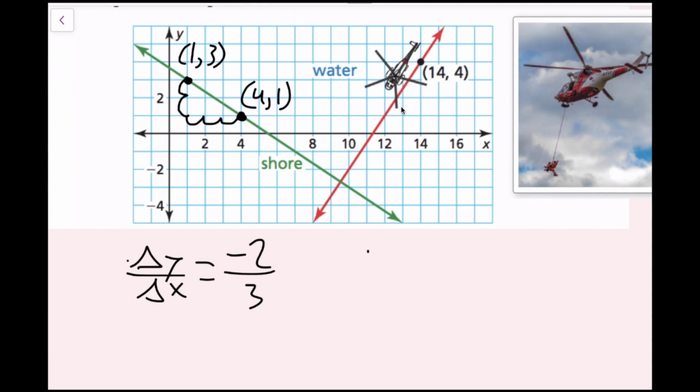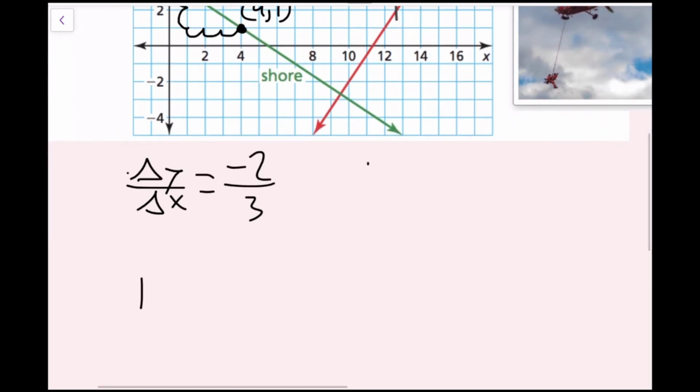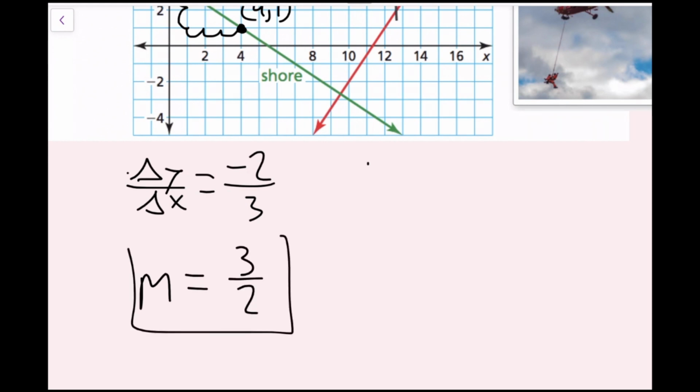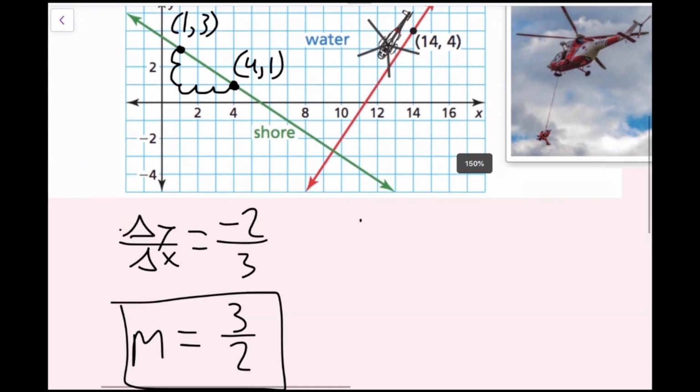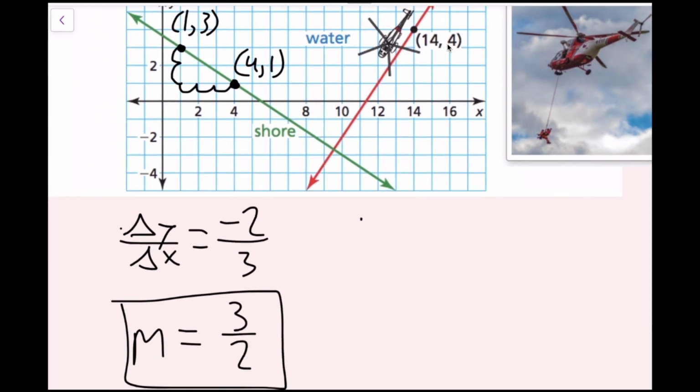Okay. Now, I'm really looking for the equation of this line, the line of the helicopter, to get to the shore. Well, I already have the slope of the green line, and I know that these two lines are perpendicular from the question above, so I can just do the same thing that I did in the last example. Okay, so in order to find the slope of this line, I'm going to take the opposite reciprocal of -2 over 3. Well, the opposite of -2 over 3 is +2 over 3, and then the reciprocal of 2 over 3 is 3 over 2. So my new slope, m, is going to equal 3/2, or 3 over 2. And I have this point here. This is the point 14, 4.